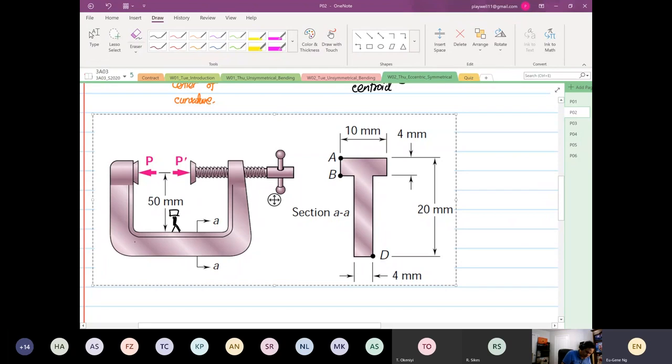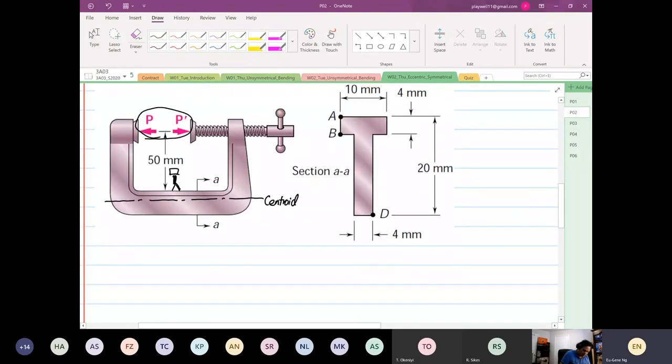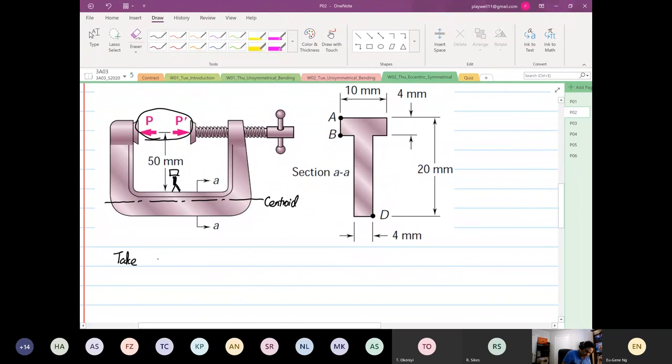If this is your neutral axis, I don't know where the centroid is. If this is the centroid, take the datum on the same side where the load is applied. Okay, so take the datum at the same side as the applied force from the centroid.